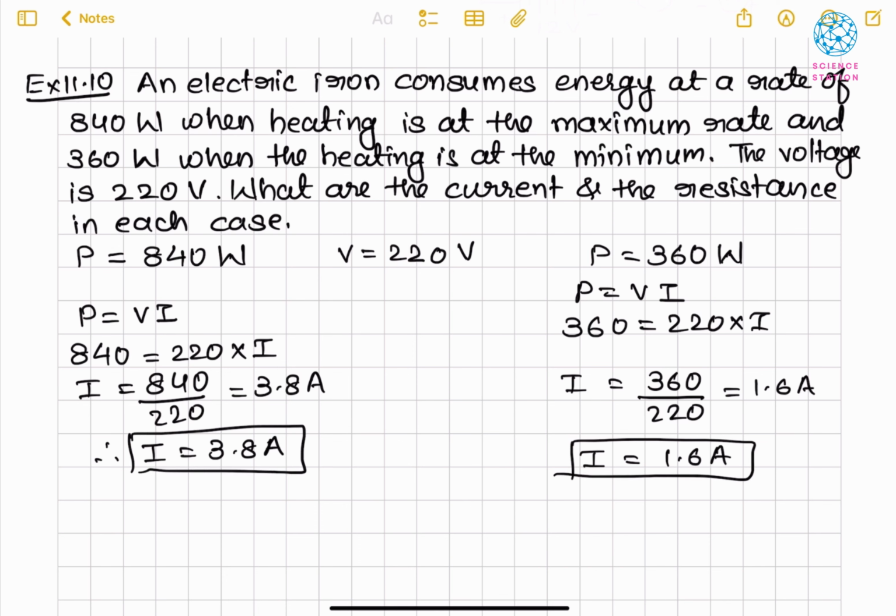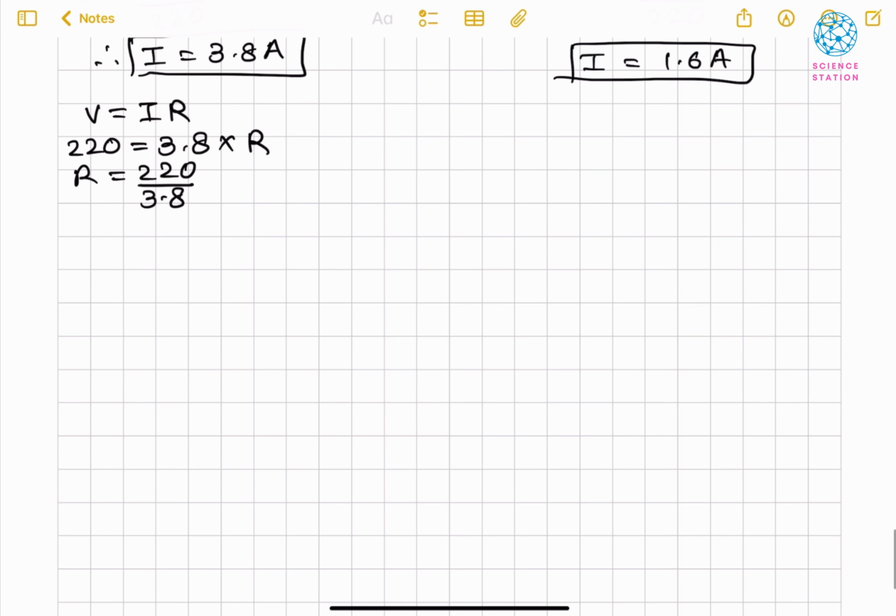Now he has said what are the current and the resistance. So to find the resistance, now see, again I am using V equal to IR formula, and here voltage is 220, I is 3.8 and R I have to find. So R will be 220 upon 3.8. So that is coming as 57.89 ohm. So resistance is 57.89 in this case.